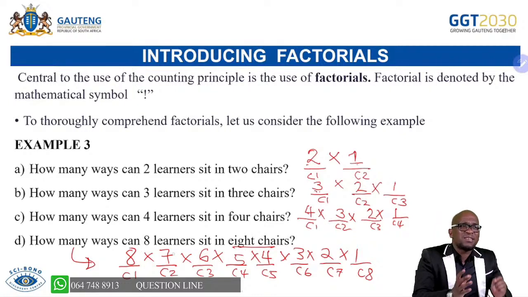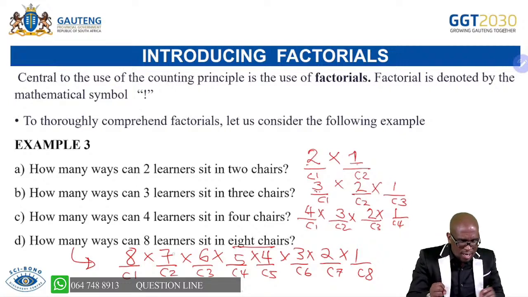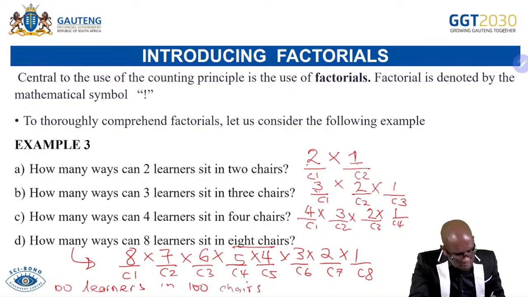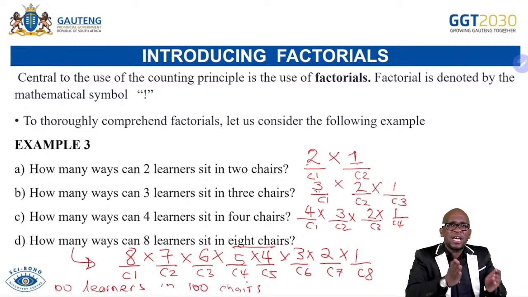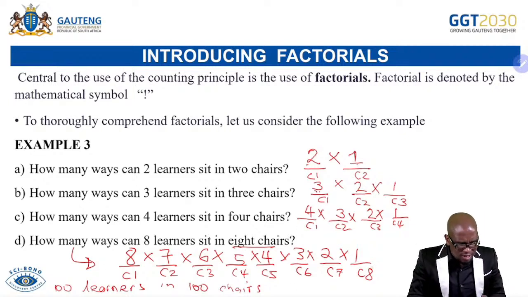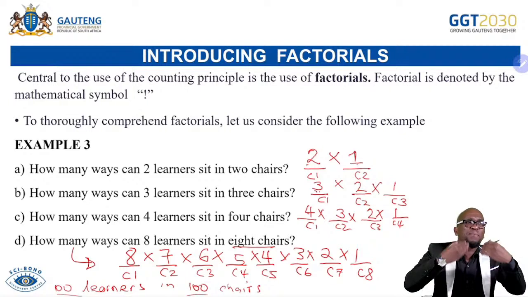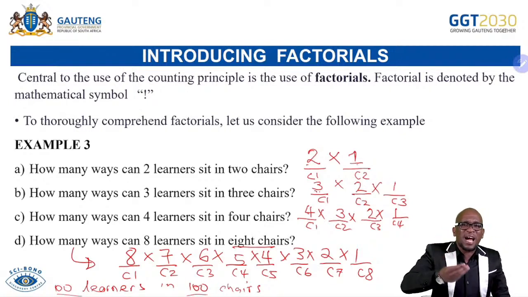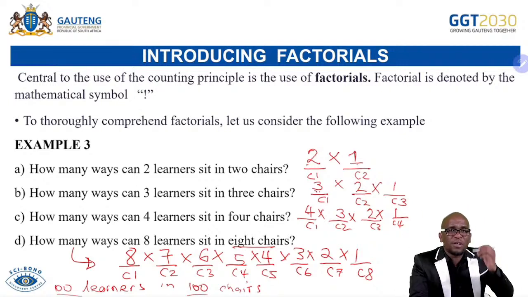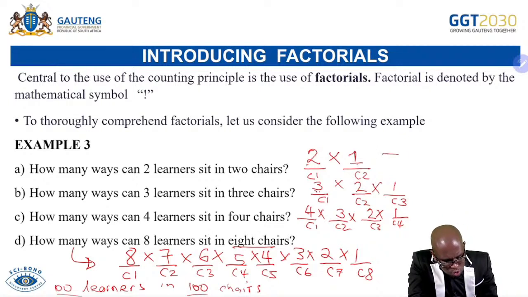8 learners, same thing. Starts from 8, decreases by 1 until the number 1. Now, if they said 100 learners in 100 chairs, you see the product was going to be 100, 99, 98, and so on. So now we must find a way, because you can see that these products get bigger and bigger. For much bigger numbers, it will not be practical to write down these products as descending digits until the number 1. So for that specific reason, we introduce what we call what?